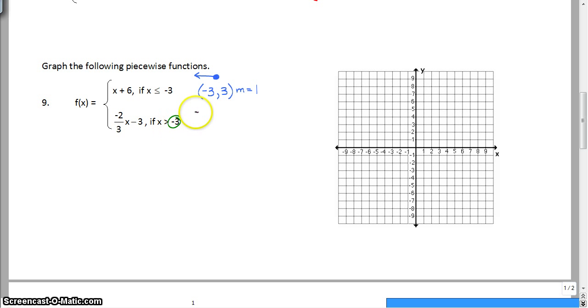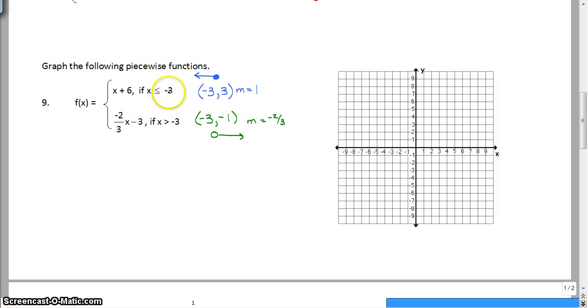So again, you're going to take your domain where x is negative 3, and you substitute that into this x. So then you have negative 2/3 times negative 3 minus 3, which is going to end up giving you 2 minus 3, which is negative 1. Okay? And then you list the type of dot. X is greater than, so it's going to be an open circle going to the right, and our slope is negative 2/3. So let's go graph. Go back to the first one.